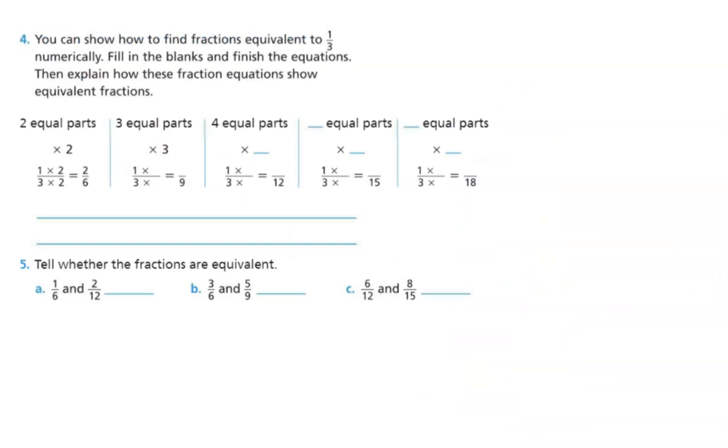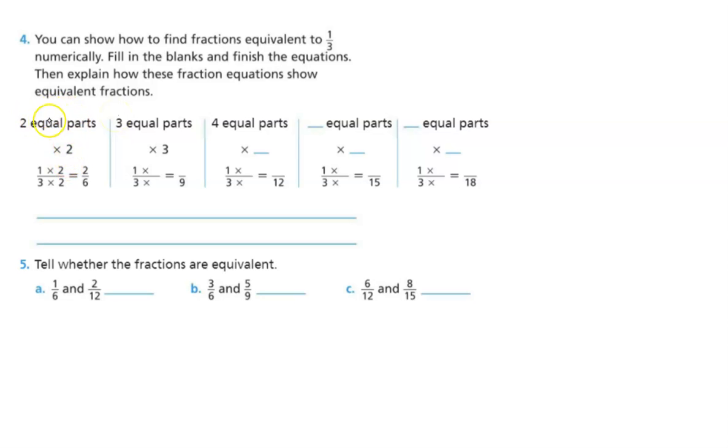So now I want to show you this page because it's going to kind of spell out to you the easiest way to find an equivalent fraction. So it says you can show how to find fractions equivalent to 1/3 numerically, which just means with numbers. It says fill in the blanks and finish the equations, then explain how these fraction equations show equivalent. So it's kind of what we already talked about. So here's the first one that they showed you.